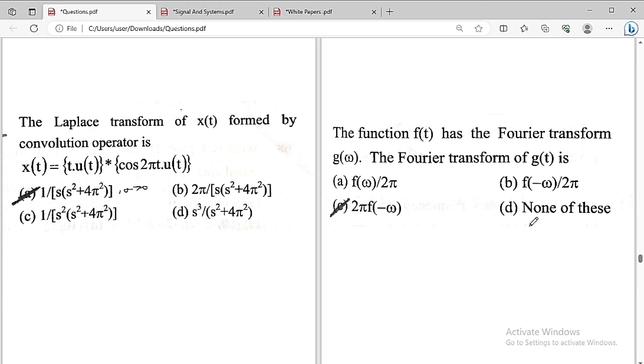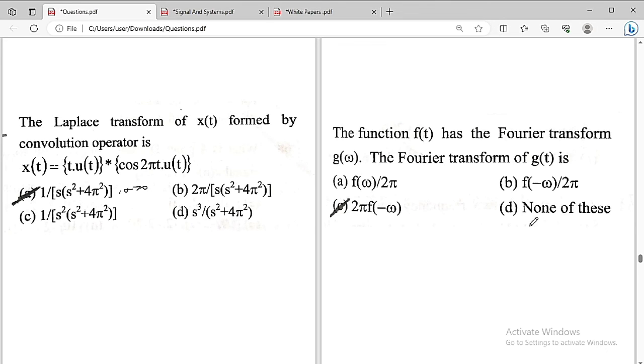Now we are going to solve another question. The question says that the function f of t has the Fourier transform g of omega. Then what is the Fourier transform of g of t? We need to figure that out. If you see clearly what they have mentioned, suppose they have taken a function f of t and taken its Fourier transform, and we get g of omega. Then what is the Fourier transform of g of t?